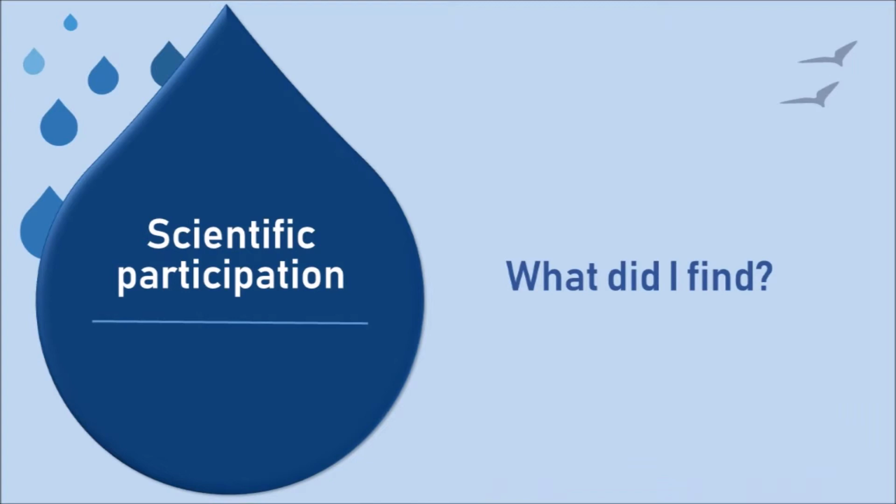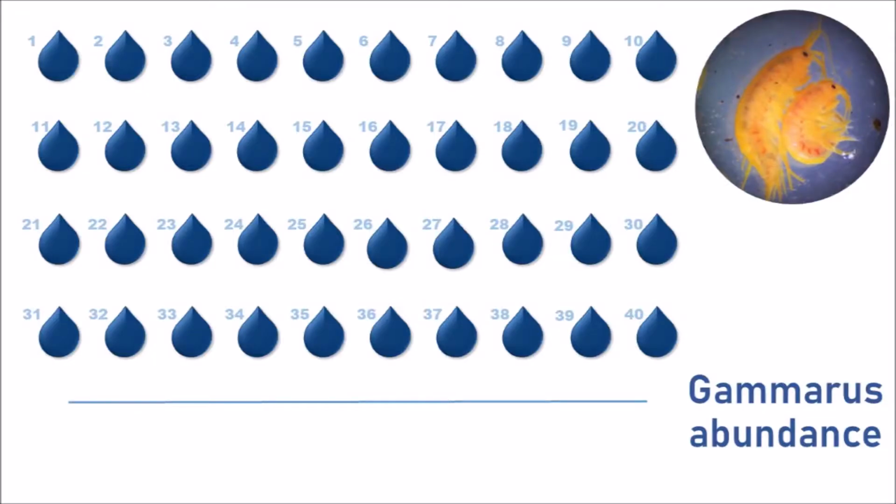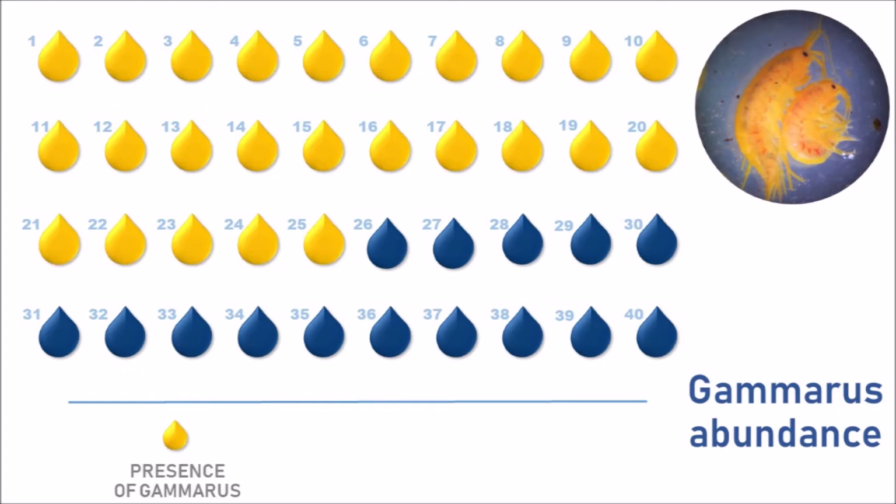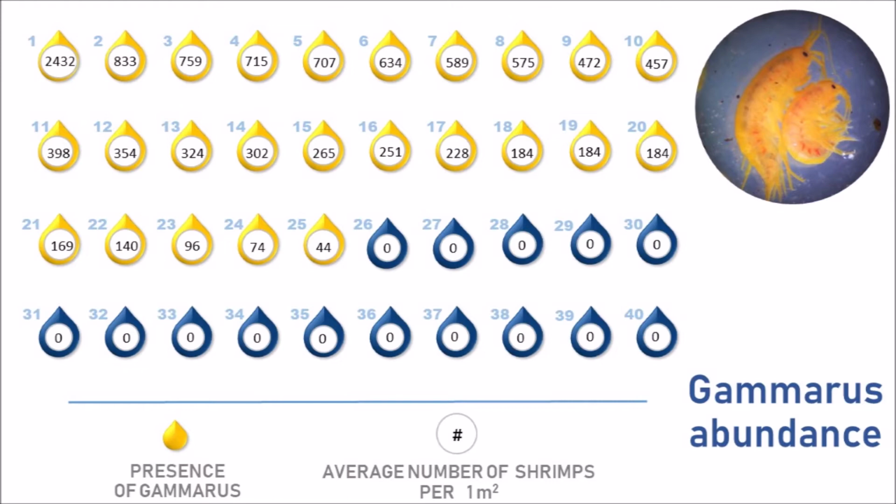What did I find? From the 40 analyzed springs, 25 had populations of freshwater shrimps in the samples. To make it easier to imagine the abundance of this animal in the water, I calculated an estimate of how many individuals would be in 1 square meter. The highest density of population was in Germany, with more than 2,000 individuals per square meter.